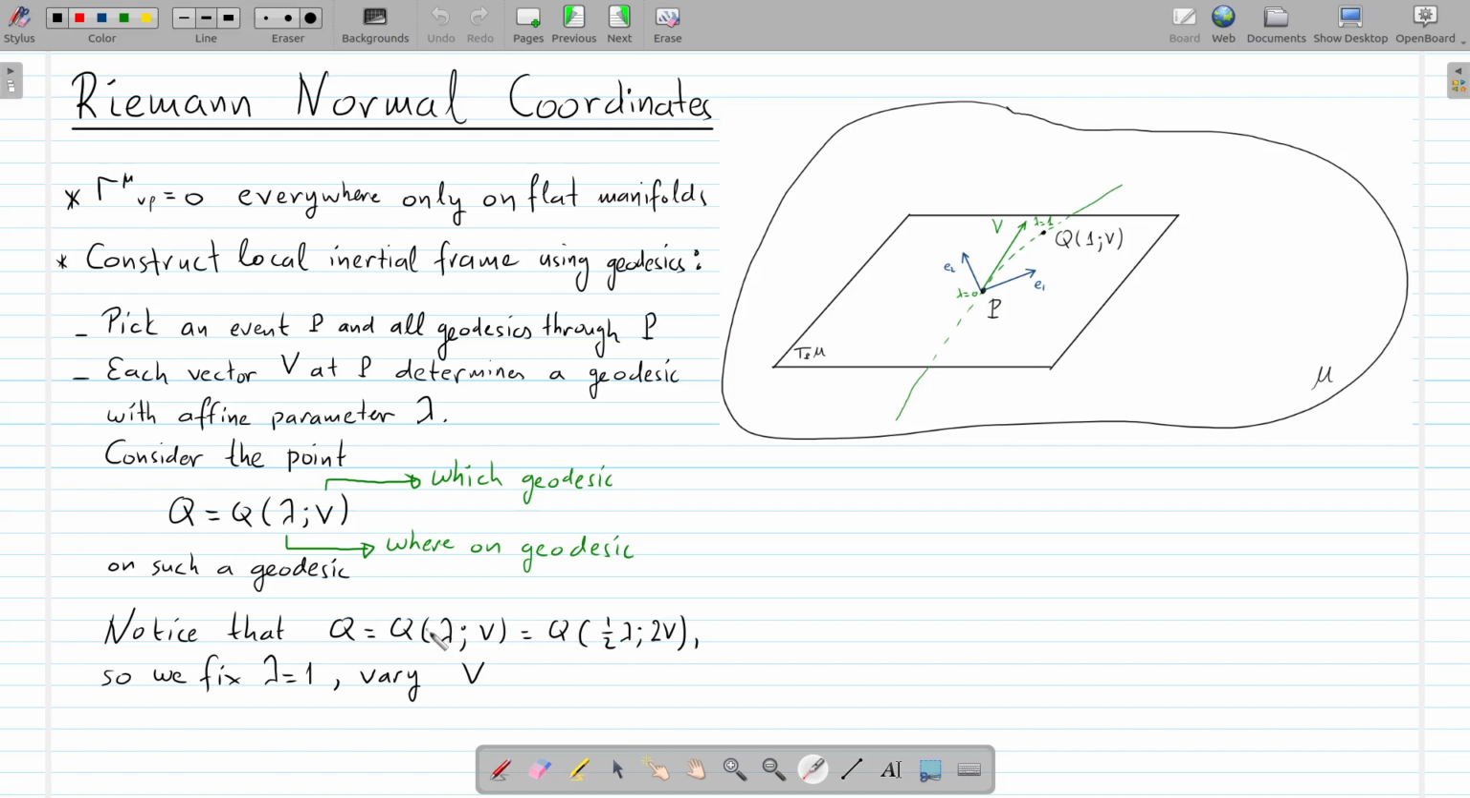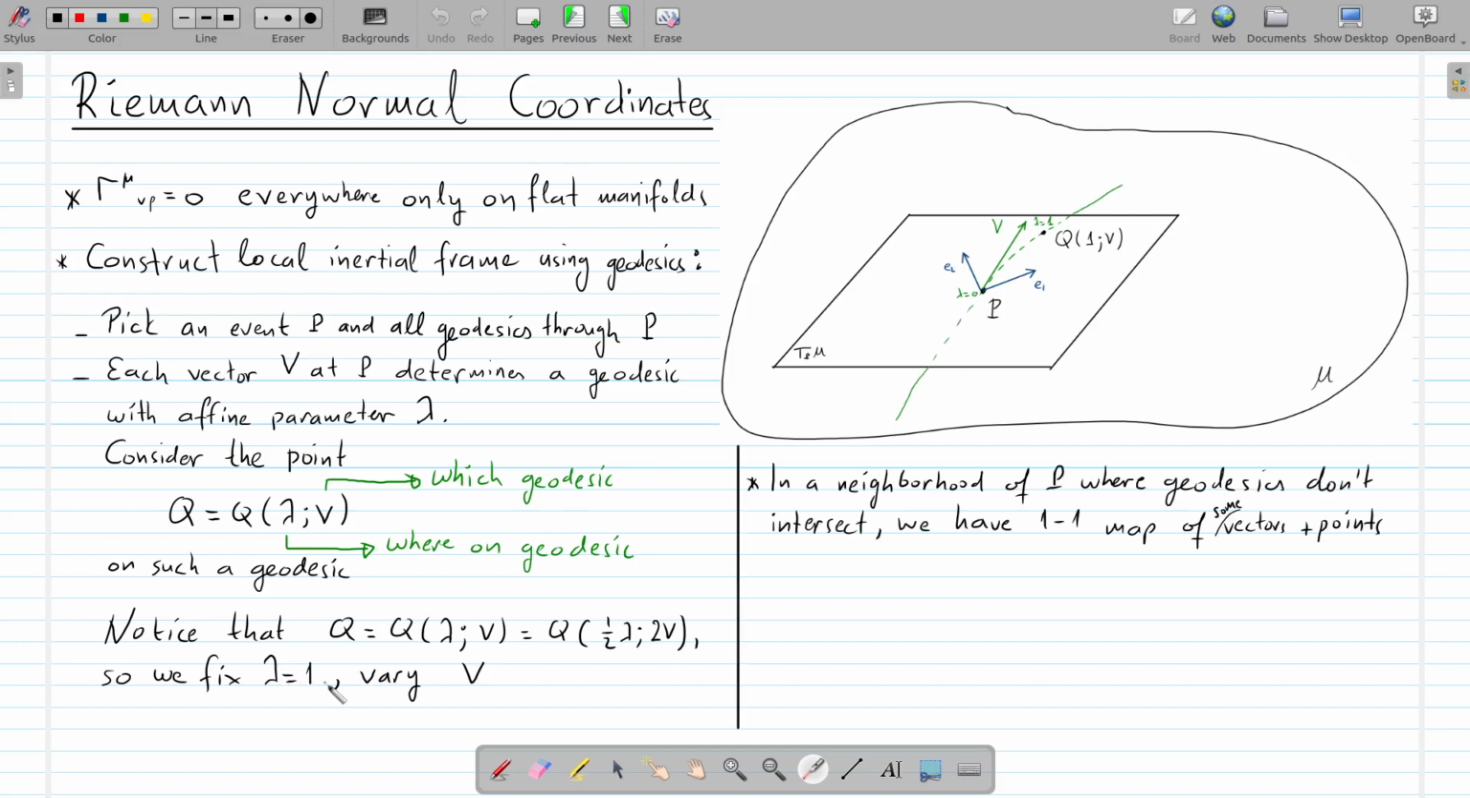We will fix this arbitrariness by considering points in the neighborhood of P that are at lambda equal 1 affine parameter away from P. So if we consider a neighborhood of P that is small enough and the effects of the curvature are not so strong as to make geodesics intersect, then we have a one-to-one map between some of the vectors in the tangent space and the points in that neighborhood of P.